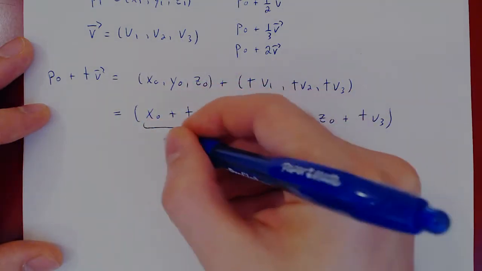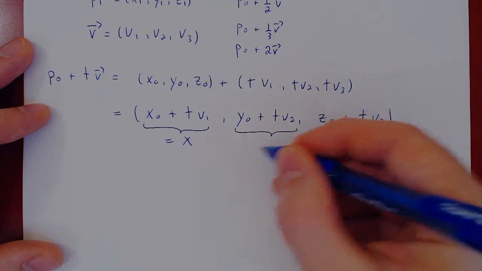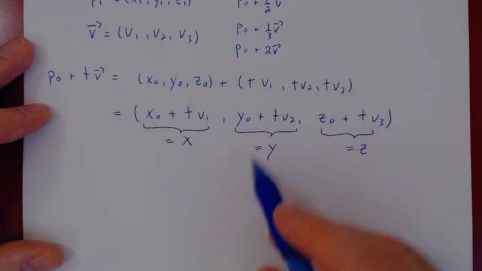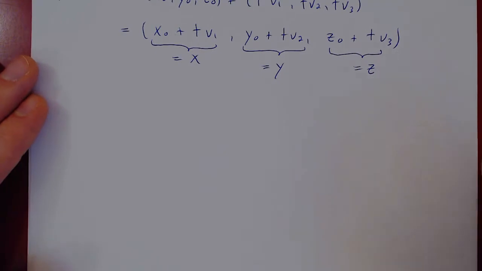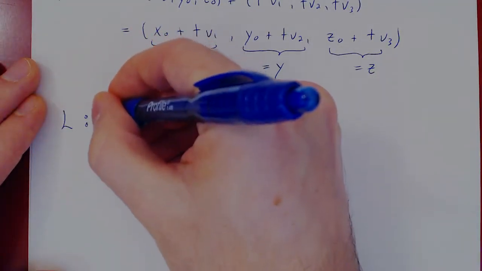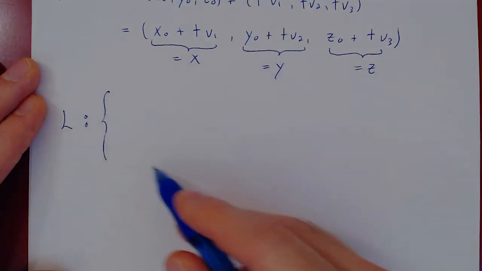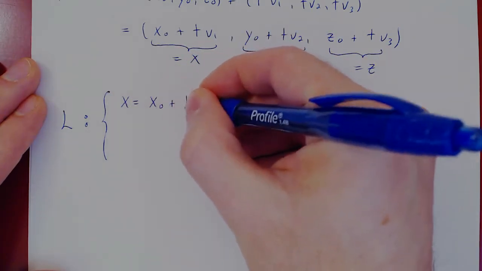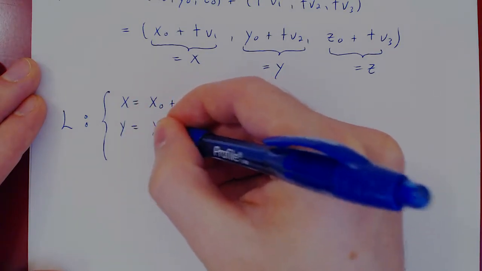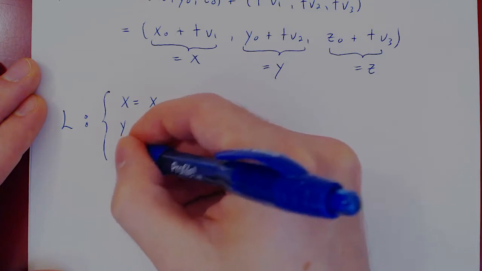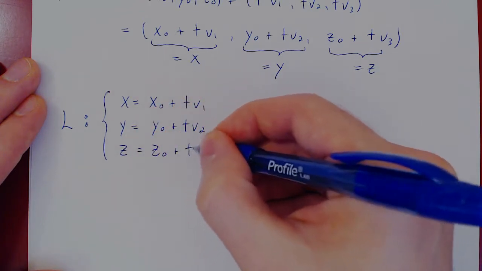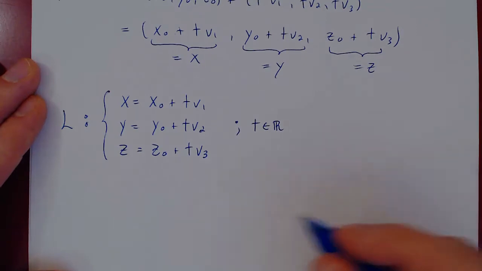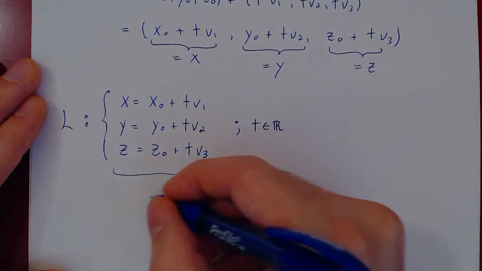And if you look, this is the x coordinate of your point. This is the y coordinate of your point. And this is the z coordinate of your point. And these are the so-called parametric equations of the line. And so we can write the line in yet a different form. We write L colon. The line is given by the following so-called parametric equations. x is given by x naught plus t v1. y is given by y naught plus t v2. And z is given by z naught plus t v3, where we can specify that t ranges over all possible real numbers. And these are called the parametric equations.